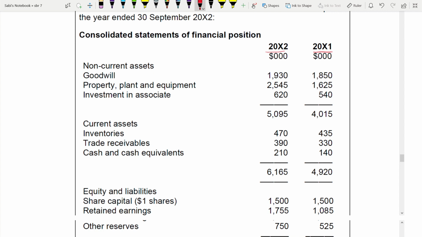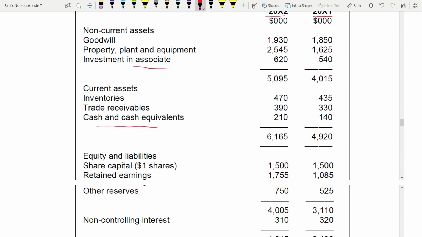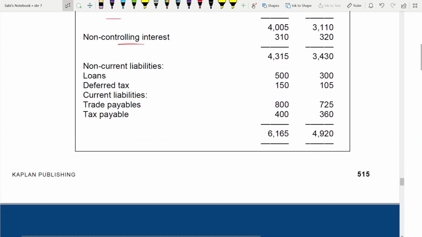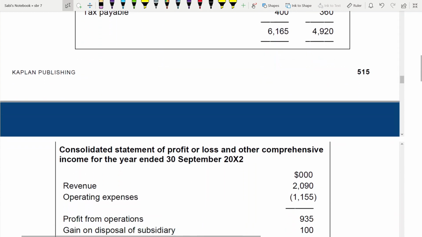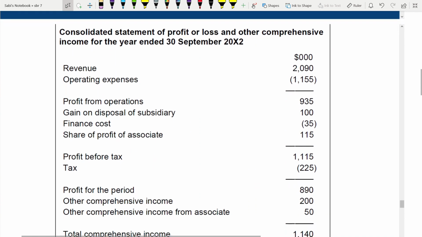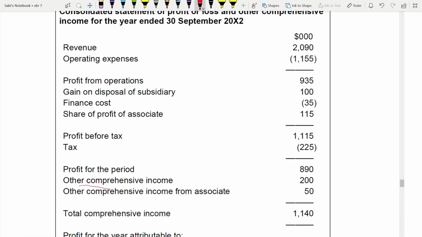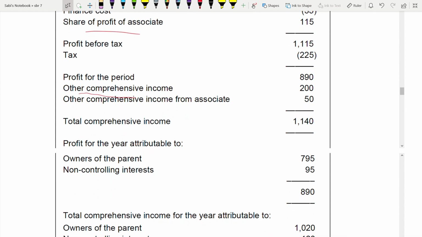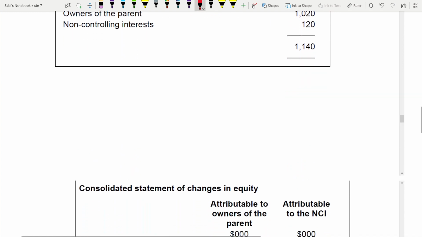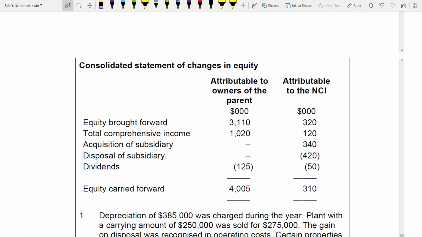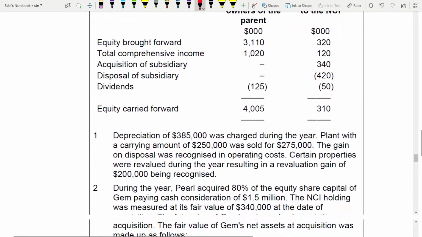Under non-current assets, you have investment in associate here, right? Then you have cash and cash equivalent here. You have share capital, retained earnings, other reserves, NCI. Then under non-current liabilities, there are so many. Deferred tax. Then you have been given the statement of profit and loss. Okay, you have been given other comprehensive income, share of profit of associate, other comprehensive income from associate as well. And the consolidated statement of changes in equity. This is something new which was not there in the previous. And you have been given the notes.